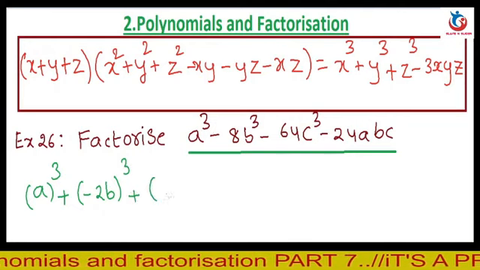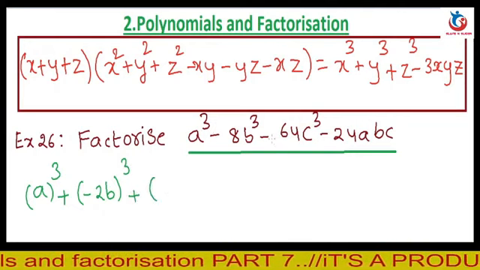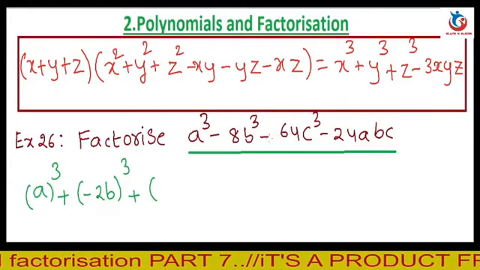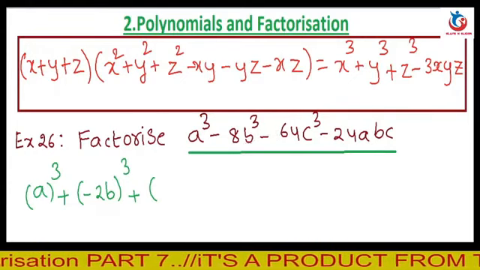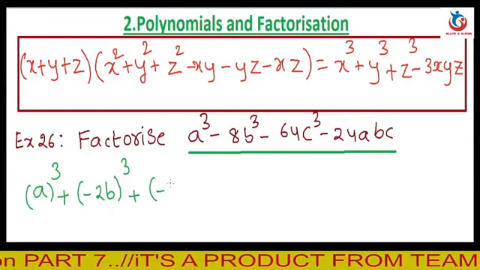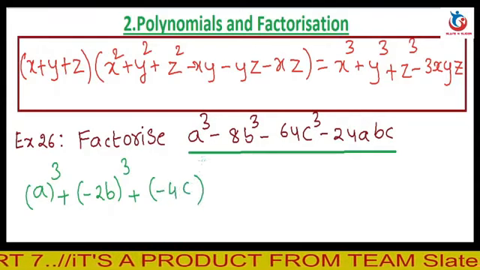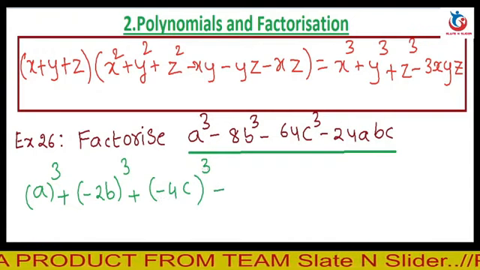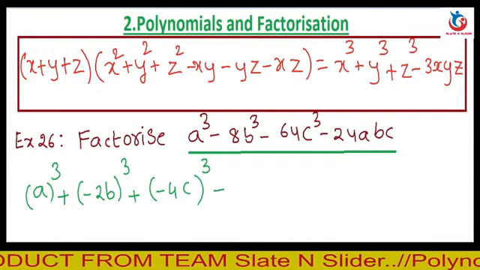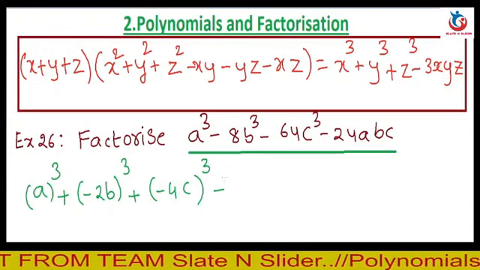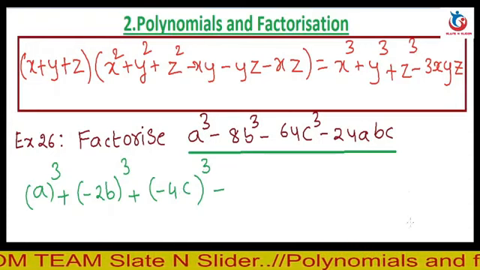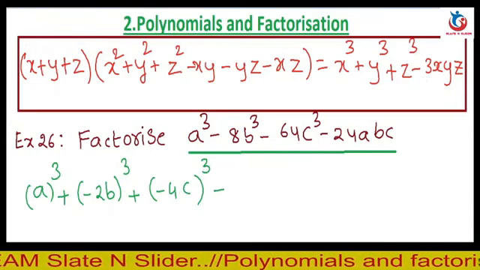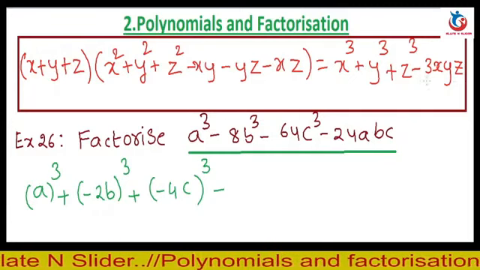Plus and c cube. In the place of c cube we have minus 64c cube. Then that will be minus 4c whole cube. Check once. Minus is cubed, that means minus into minus into minus, we get minus. 4 cube is 64, c cube. And in the formula it is minus 3xyz. Just observe this. Minus 3xyz.